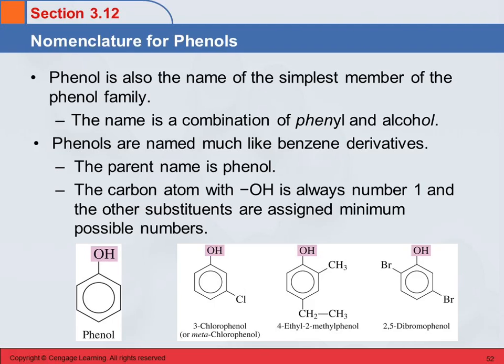Phenol is the name of the family. It's also the name of the simplest member of the family. So phenol is a benzene ring with a hydroxyl group on it. And the word phenol is a combination of phenyl and alcohol. So we learned that you can sometimes call this a phenyl ring if it's substituted onto something that's harder to name or more complicated. So these are phenols.